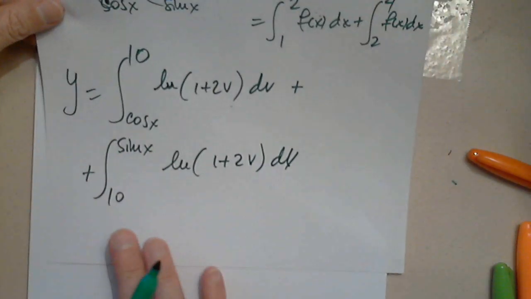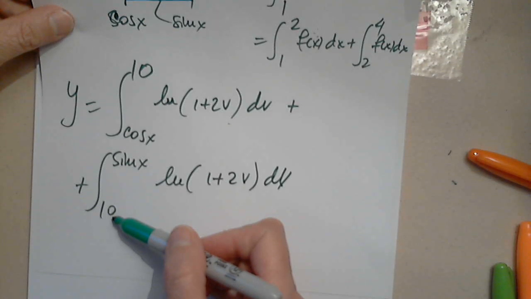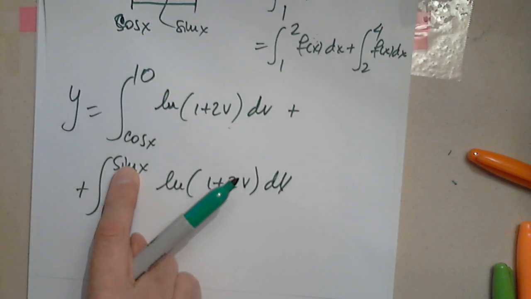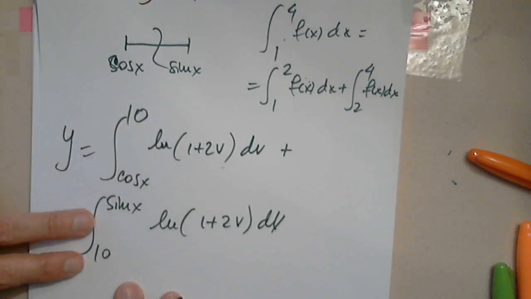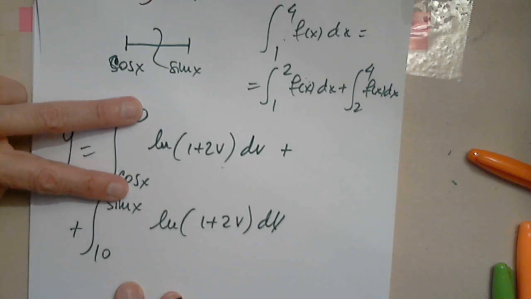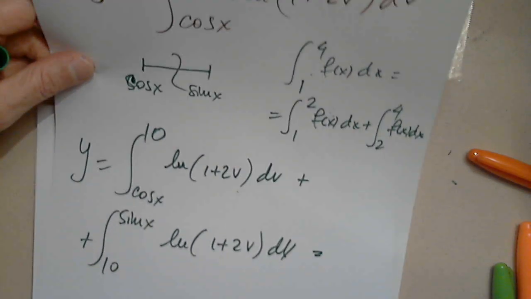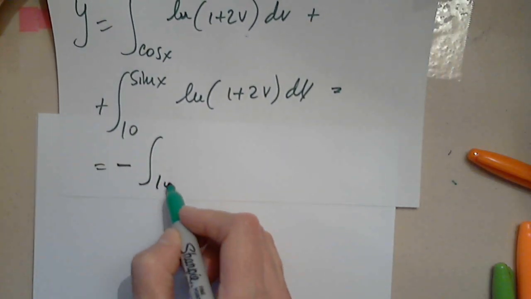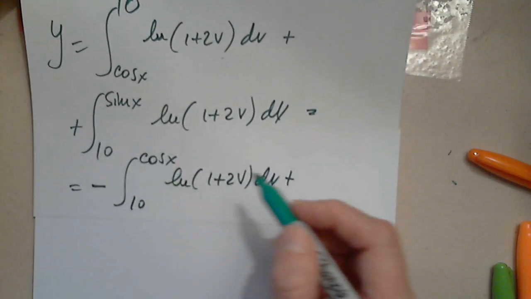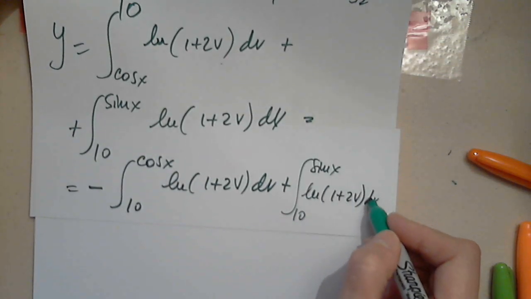We are almost there. One integral is set up the way we wanted it to be set up, meaning a number as the lower limit and a function of x or x itself as the upper limit. However, this one is not in that format, but it's not a problem. We know it's another property of the definite integral that allows us to switch the limits of operation, but we have to put a minus in front. So then this becomes negative, the integral from 10 to cosine x, natural log of 1 plus 2v dv, and plus the integral from 10 to sine x, natural log of 1 plus 2v dv.